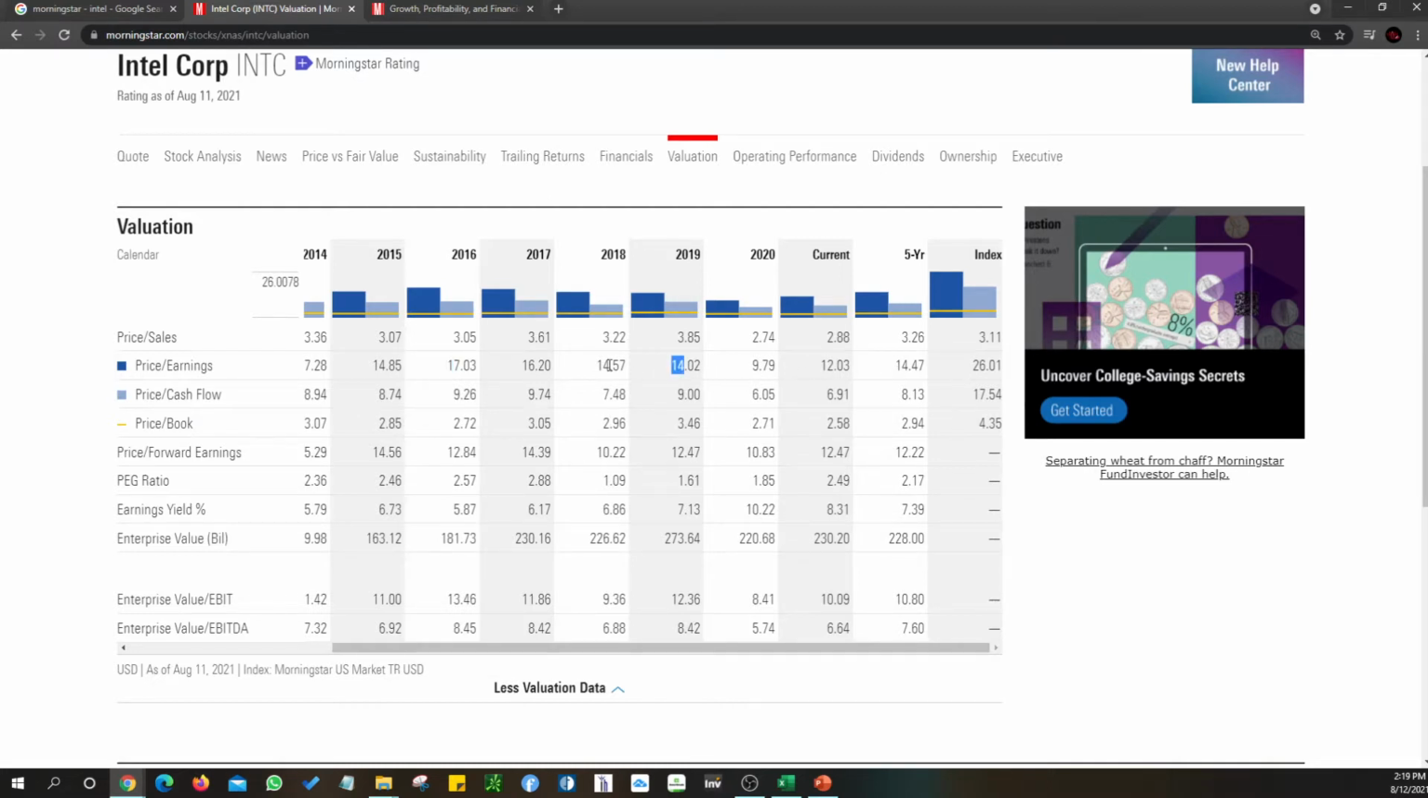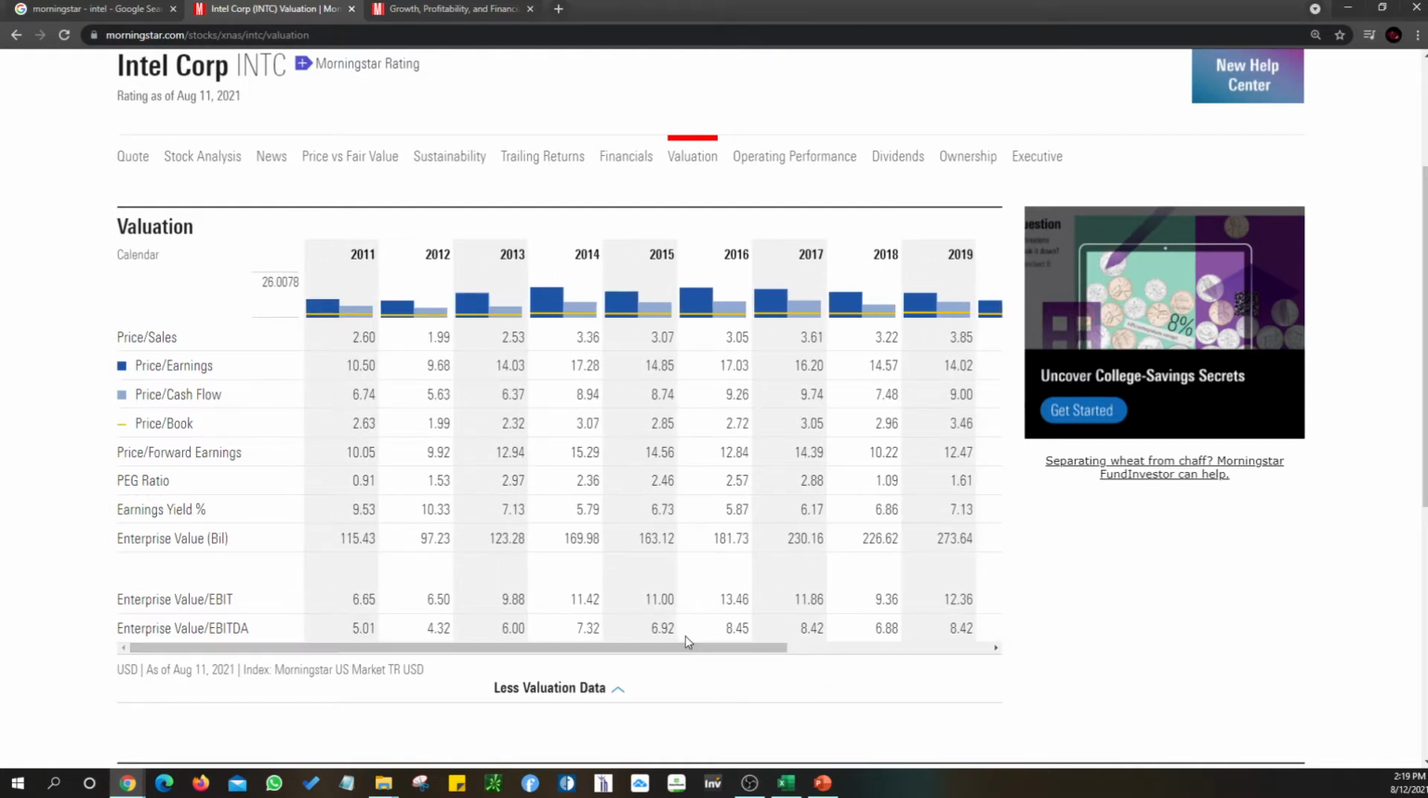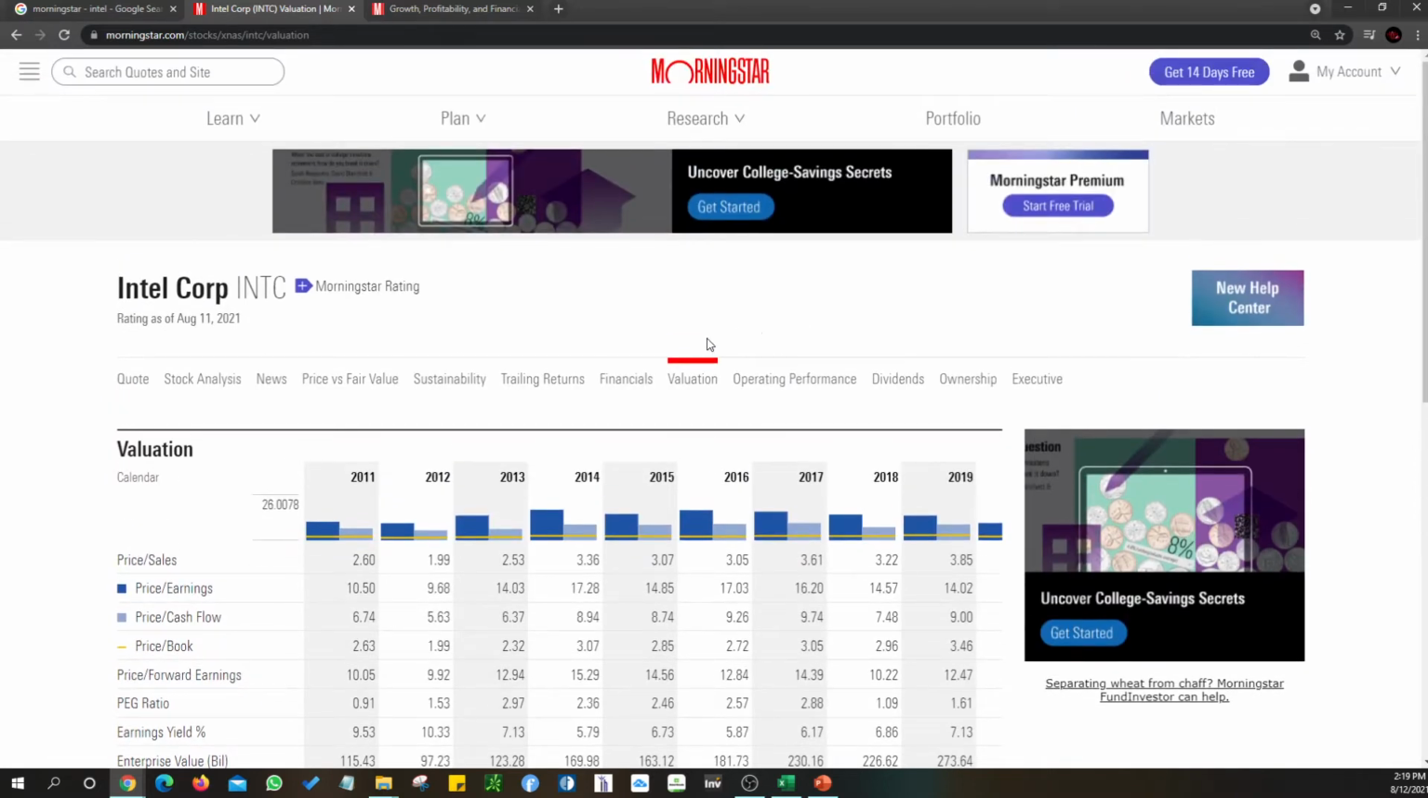So 14, 14, 16, 17. So we have 17.03. Do we have any other, 17.28? So maybe we can take around 17 as the highest price over earnings that they can reach. Yep. All right. So great.